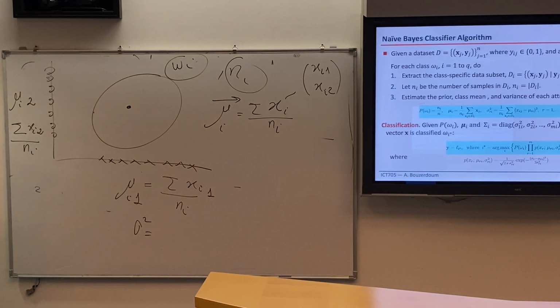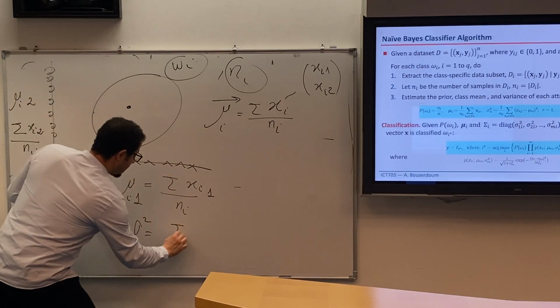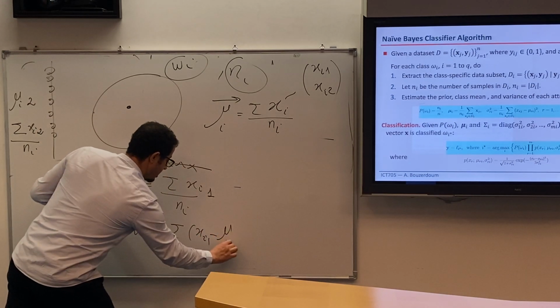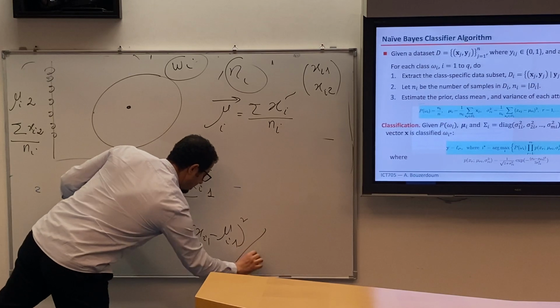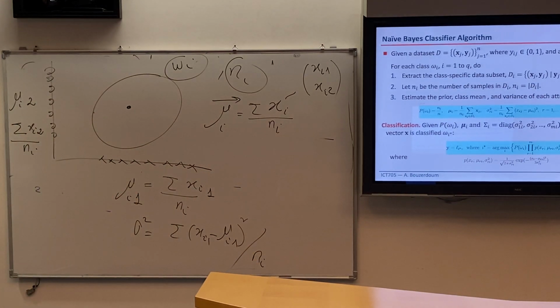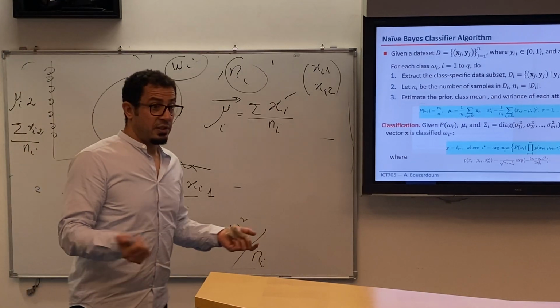We have the mean, now how to find the variance. You remember the variance, right? This is the mean. What will be here? The sum of xi1 minus the mean, squared, divided by ni or n minus 1. Doesn't matter too much, okay? So I have the mean, I have the variance.